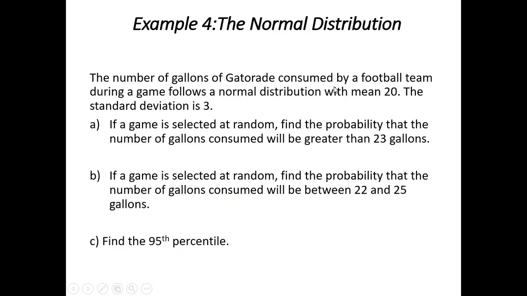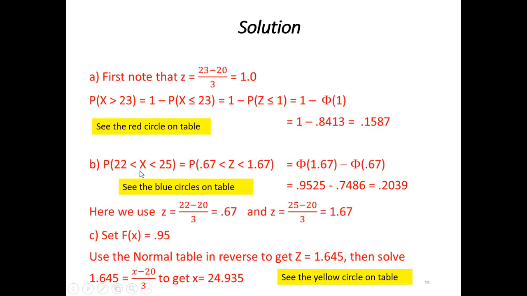Okay, in part B here, we're interested in the probability the number of gallons consumed will be between 22 and 25 gallons. So I'd like to find the probability X is between 22 and 25. So now we need to convert both of these values to z-scores. We can do this either inside the parentheses or outside. I like to do it outside when students are first learning this.